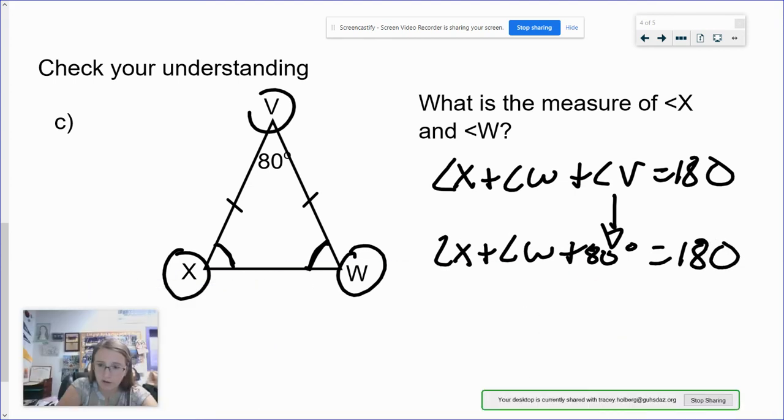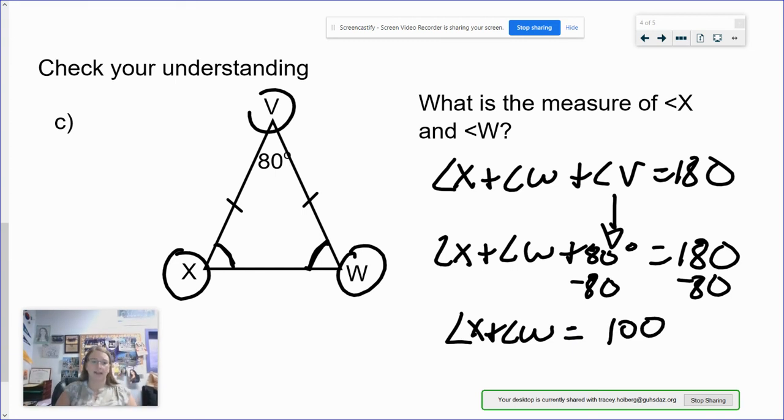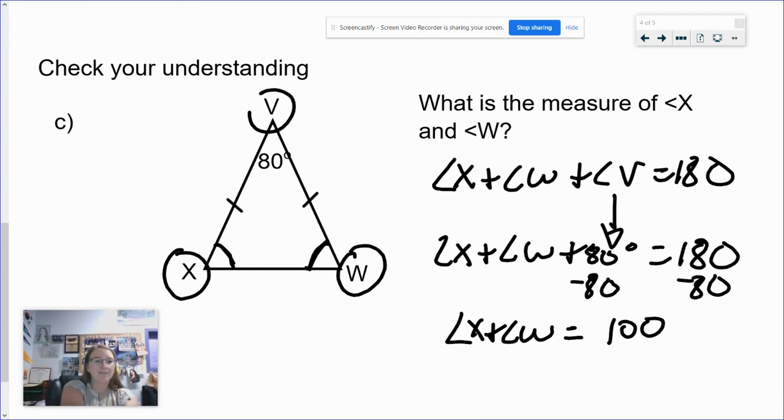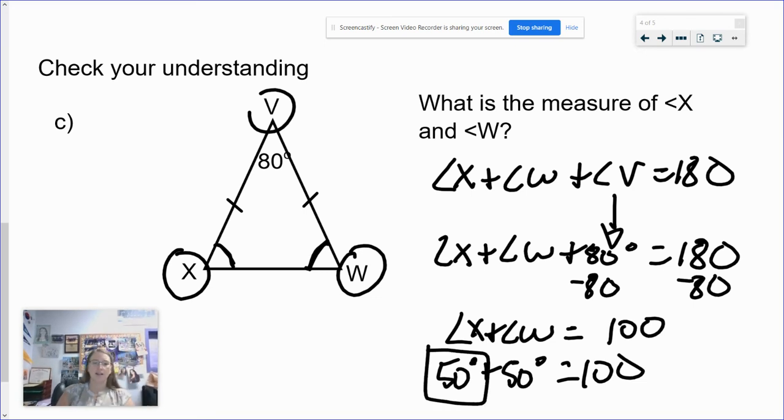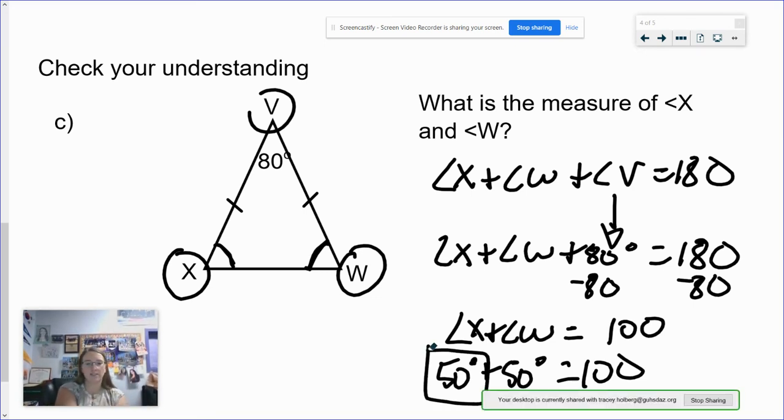So if I were to subtract that over, I've got angle X plus angle W equals 100. Now let's think. If X and W have to be equal and they have to add to 100, what do you think they both have to be? 50 degrees. 50 degrees plus 50 degrees would give us 100. So that is our answer. They both need to equal 50 degrees.